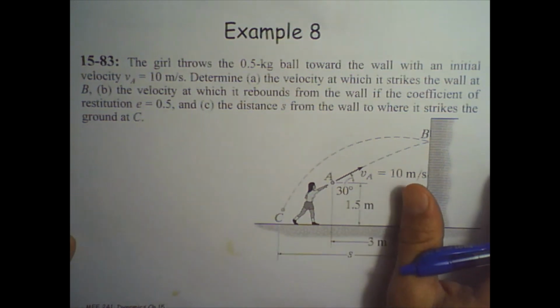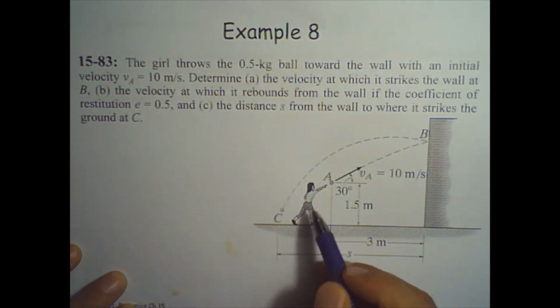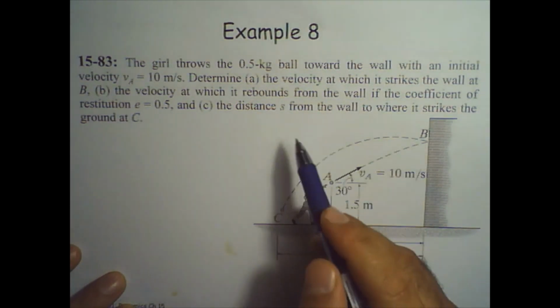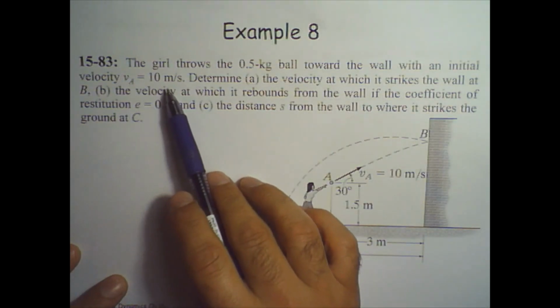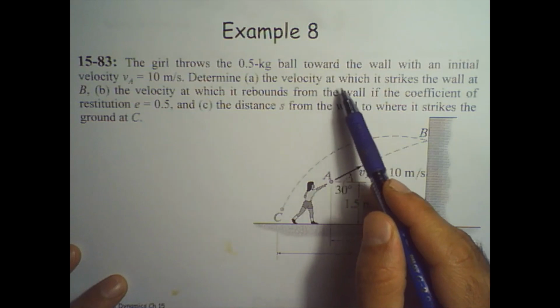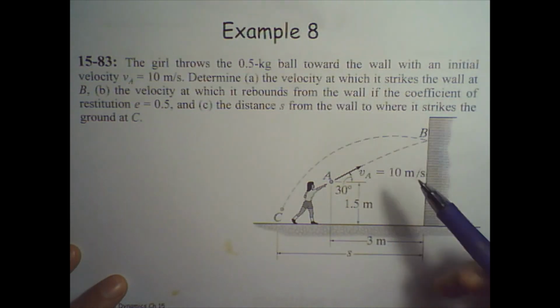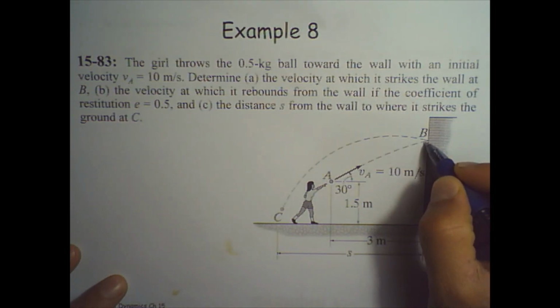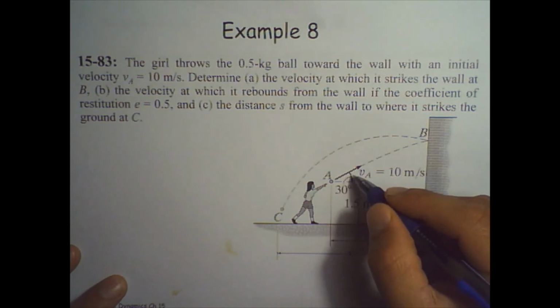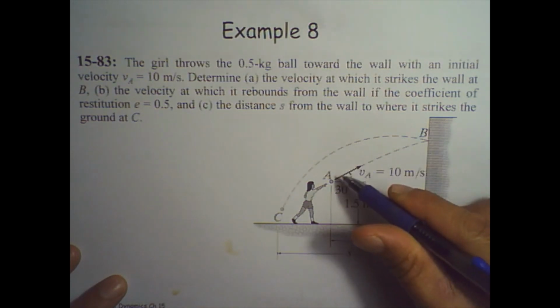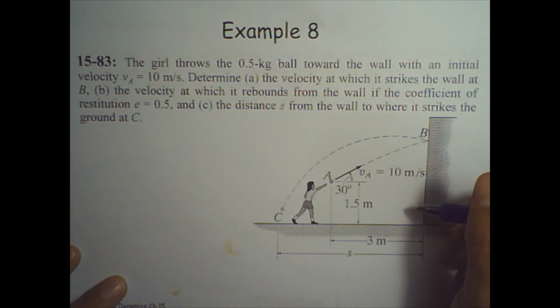Okay guys, now this is example 8, and we have a person throwing a 0.5 kilogram ball toward the wall with an initial velocity of 10 meters per second. We would like to find the velocity at which it strikes the wall. So we need to find basically this vector, and this is a projectile, by the way. This is not a straight line, right? Once you throw an object, as a result of gravity, an object will automatically take on a parabolic flight path.